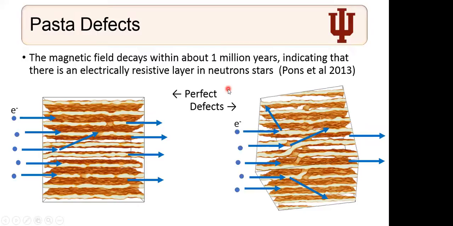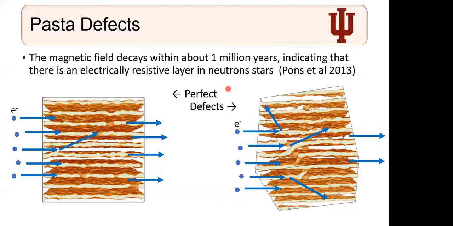And again, this is something that Pons talked about in his 2013 paper, which is that if there's an electrically resistive layer, you can make the magnetic field decay before young neutron stars spin down too much. So they all have these spin periods of, what, 12 seconds or something, I think.